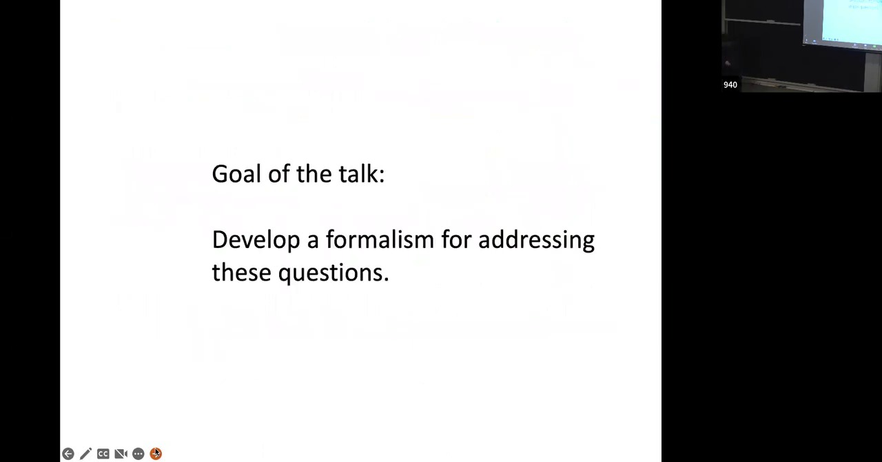So the goal of the talk is to develop a formalism for addressing these questions. At least we want to develop a conceptual framework so that we can answer those questions. Do you have any questions?